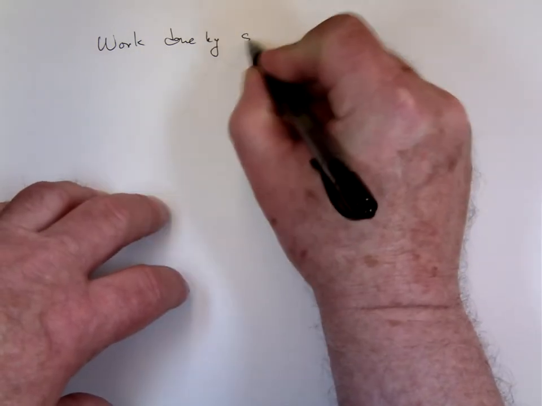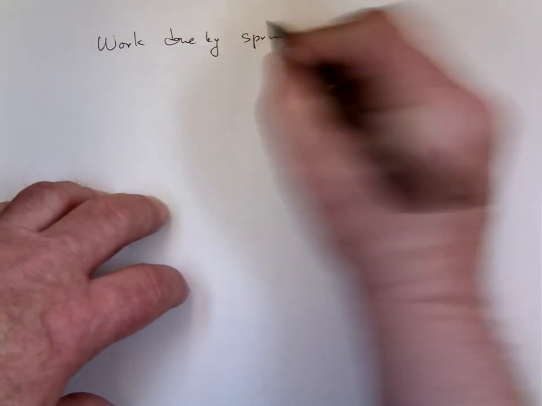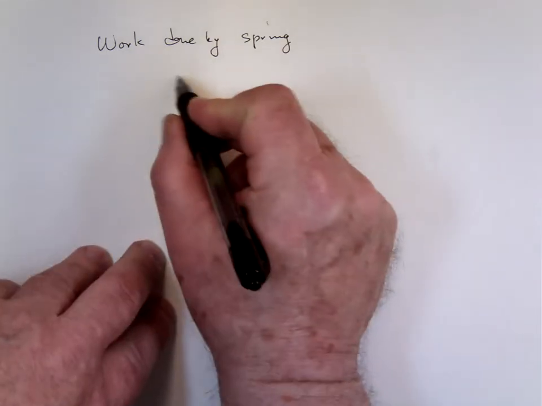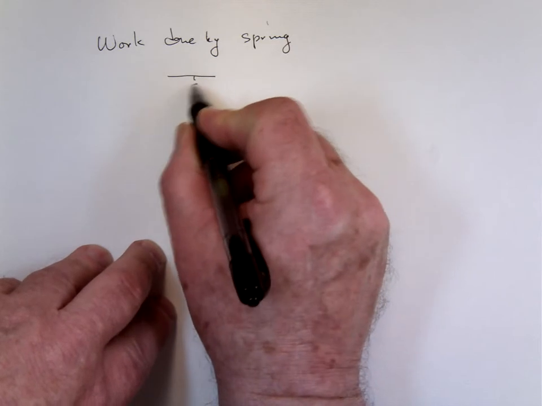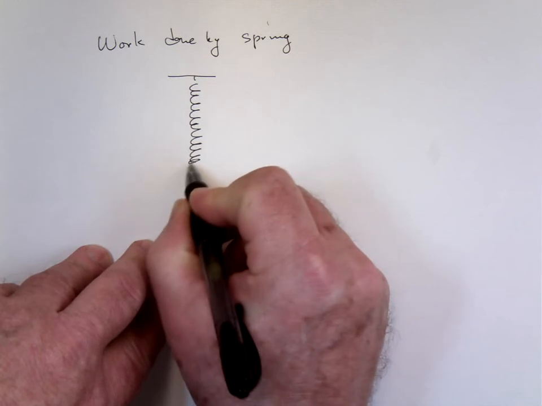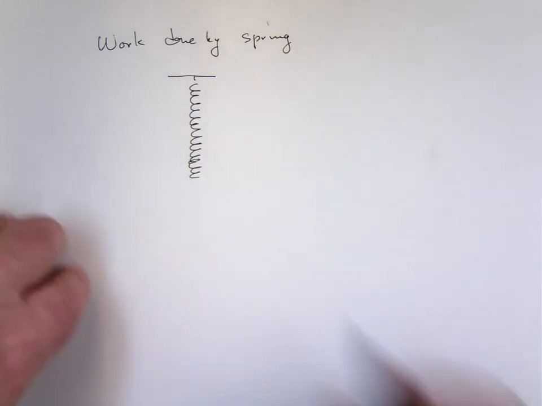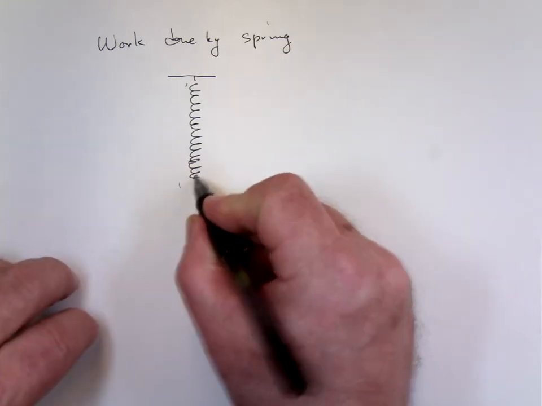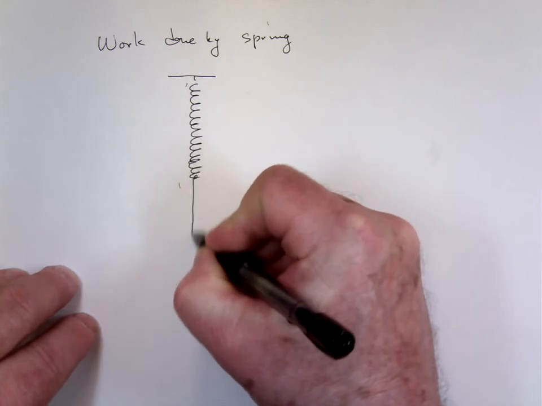Okay. Here's the deal. We have a spring hanging from a ceiling. It's got a natural length, whatever that happens to be, with no weight attached. When we attach a weight to it, it's going to stretch the spring.